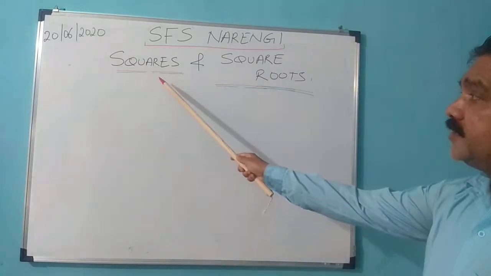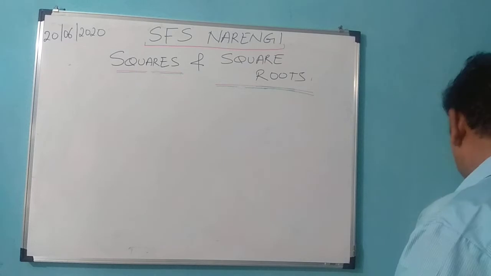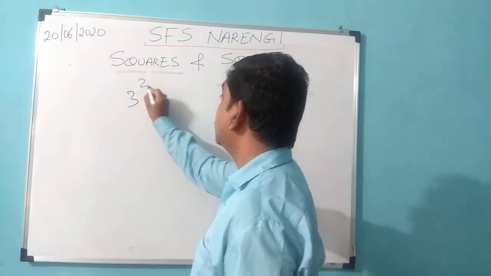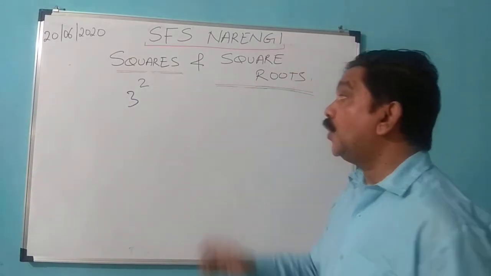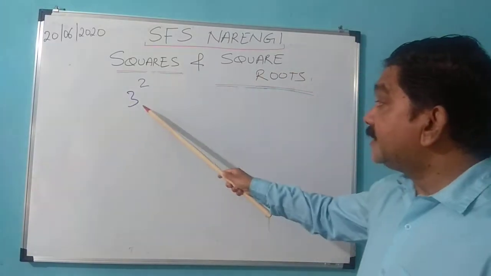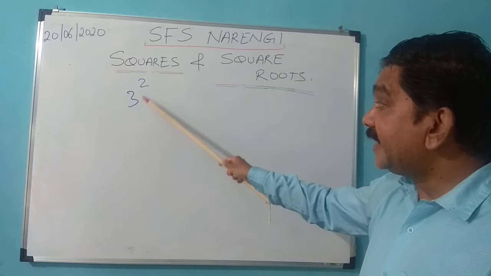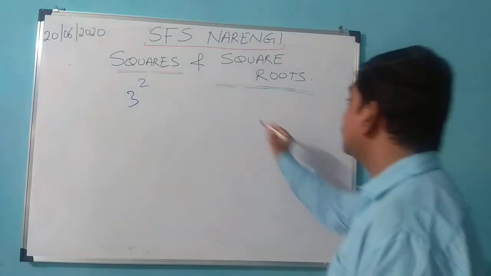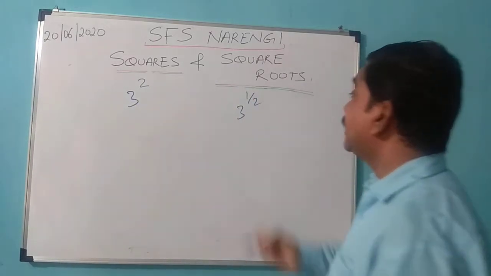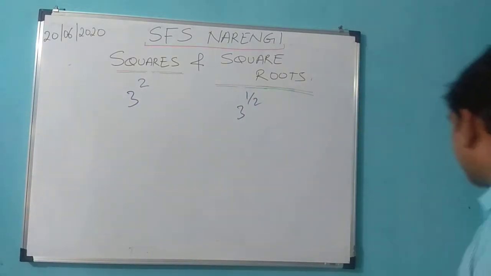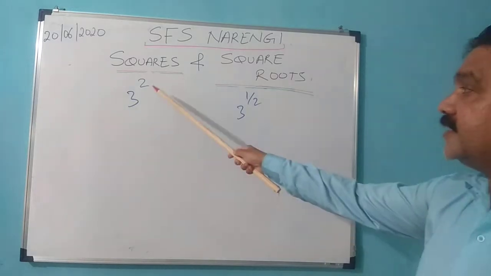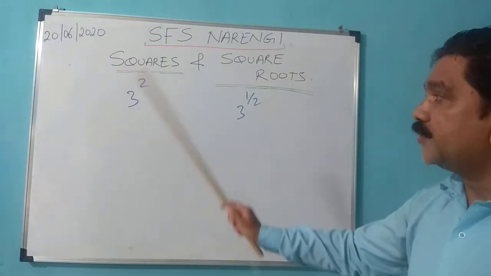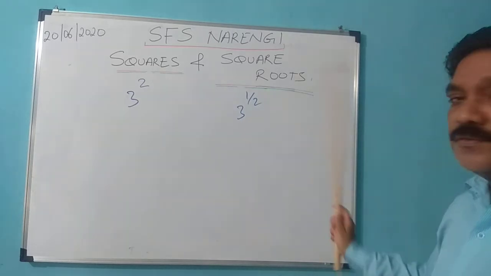Clear? You know very well what is a square and what is a square root. Let me write what is a square. Suppose I write 3 to the power 2, that is 3 raised to an integer, and the integer is 2. Whereas in this case, if I write 3 raised to a fraction, the fraction is half. Here the power is the integer 2, here the power is the fraction half. Now this is called square root and this is called square. So 3 square and square root of 3.